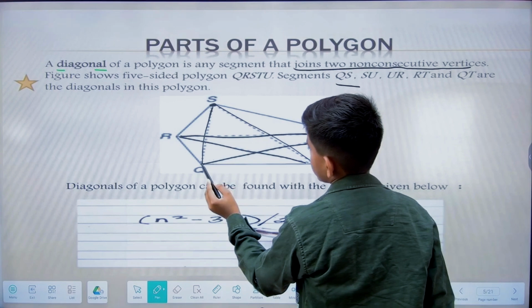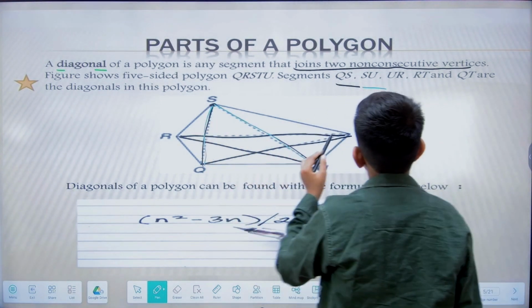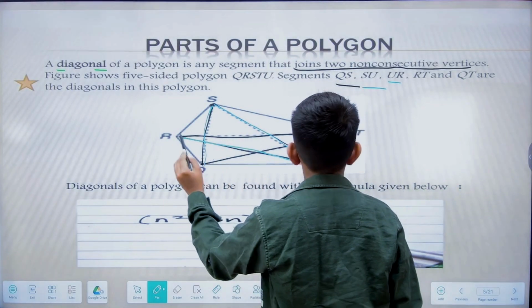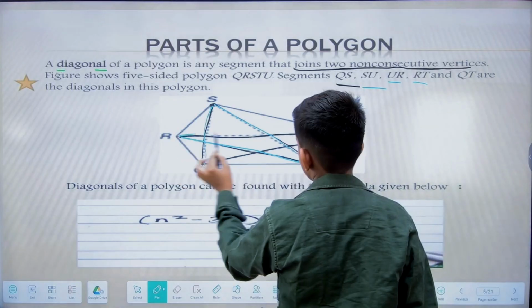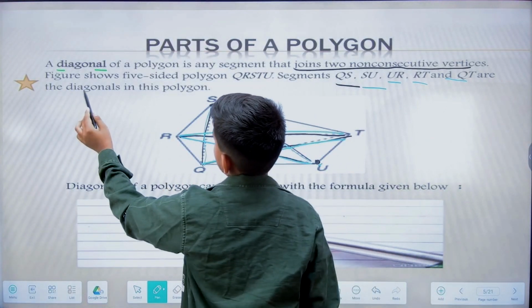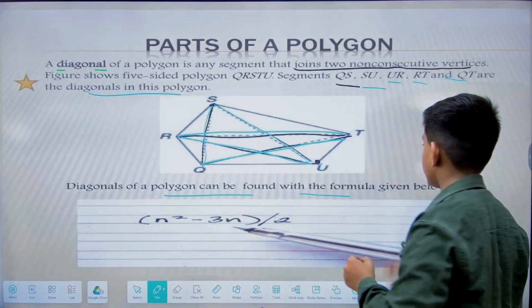Yes, first of all we will see QS. Next we have SU. Next we have UR, U and R, RT, QT, and these are the diagonals of this polygon. Diagonals of the polygon can be found with the formula given below.